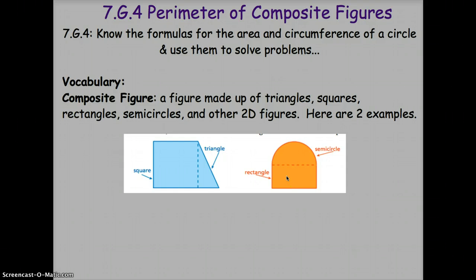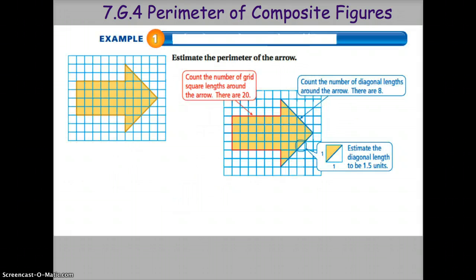So today what you're going to be doing is finding the perimeter of these shapes. What you're going to have to be careful of is watching out for these dotted lines. Keep in mind these dotted lines you're not including in your perimeter. So the perimeter is just the outside, not anything inside. So let's go ahead and take a look at our teacher example 1.